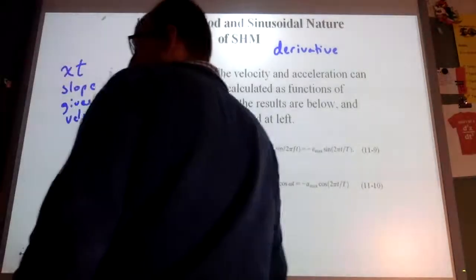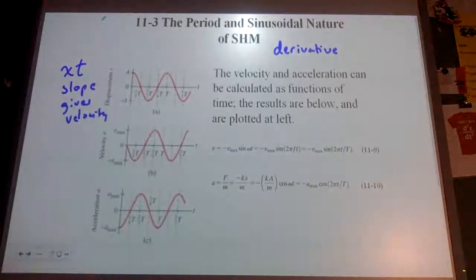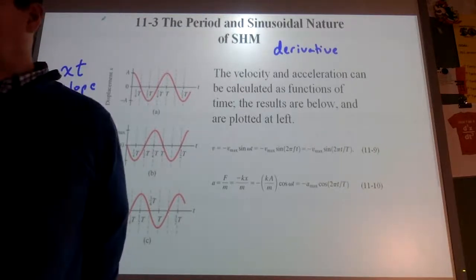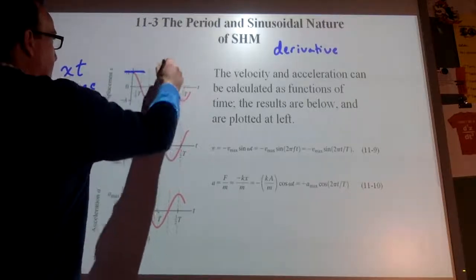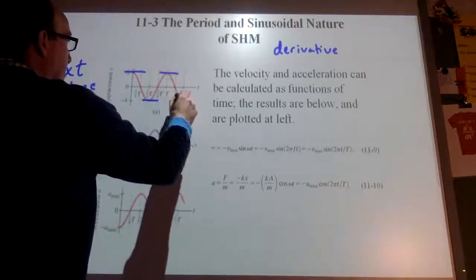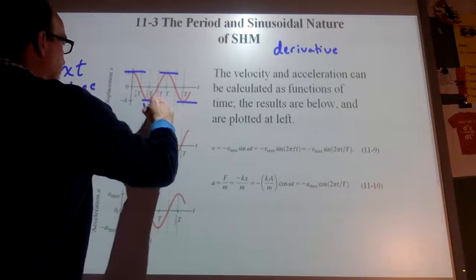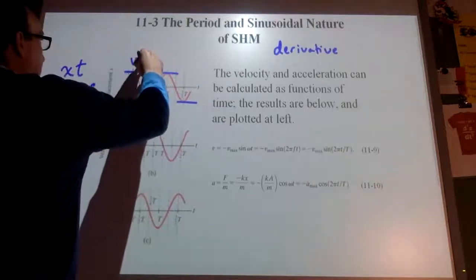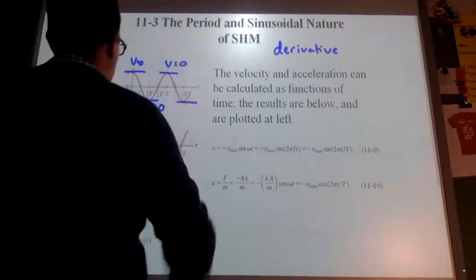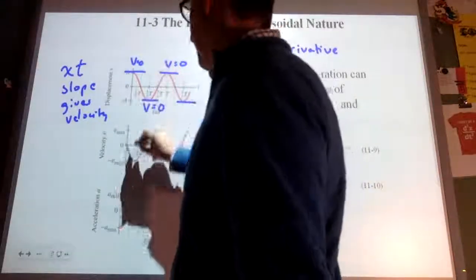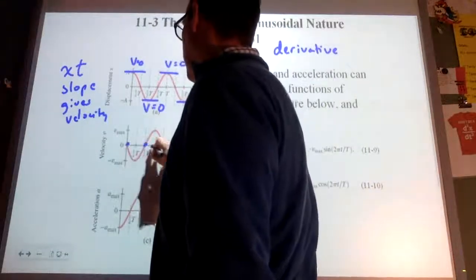So the easiest thing to do is look at places where your slope is 0. So where is my slope going to be 0? There at 0, there at 0, there at 0, there at 0. So these are going to be places where our velocity ends up being 0. So we just plot those down here.